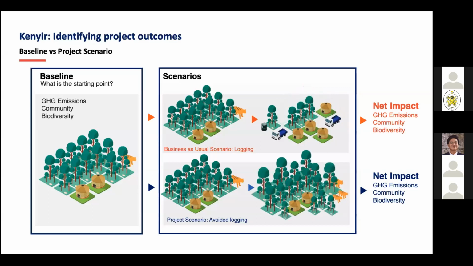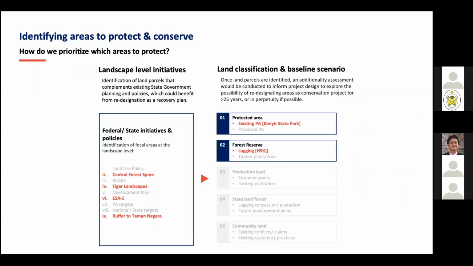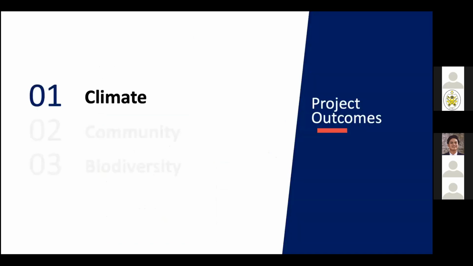So now we will talk about how to measure the net impact. Sorry, I jumped ahead. Like I just mentioned, it's part of the CFS, tiger landscape, ESA 1, buffer to Taman Negara. And currently in the Kenyir catchment, there are 2 land classifications: the Kenyir State Park and Hutan Simpan, our forest reserve. So this is our baseline scenario, okay? So the first project outcome is climate.